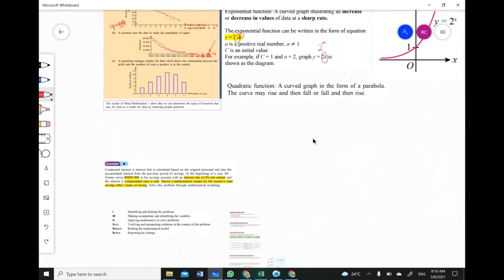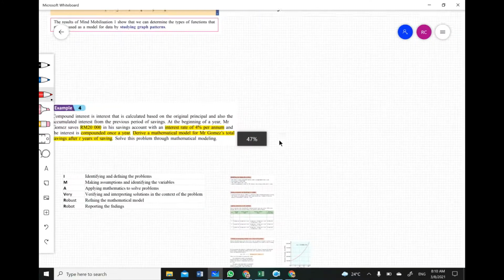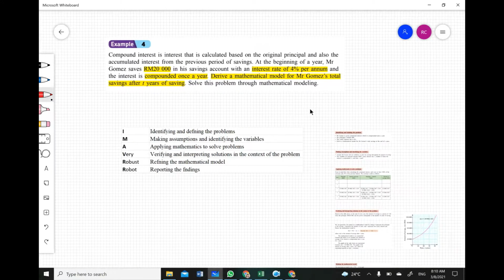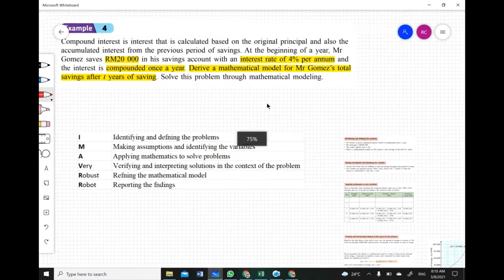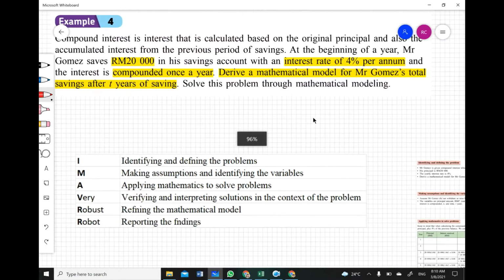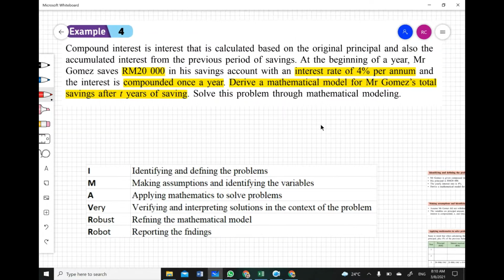We are going to see the situation or the scenario for an exponential graph. Okay, number 4. I jump to number 4 first. We go back to the second and third one in the next lesson. So this is what you have learned in Form 3 actually. I take this as an example so that it's easier for you to understand. Okay, we look at this one.